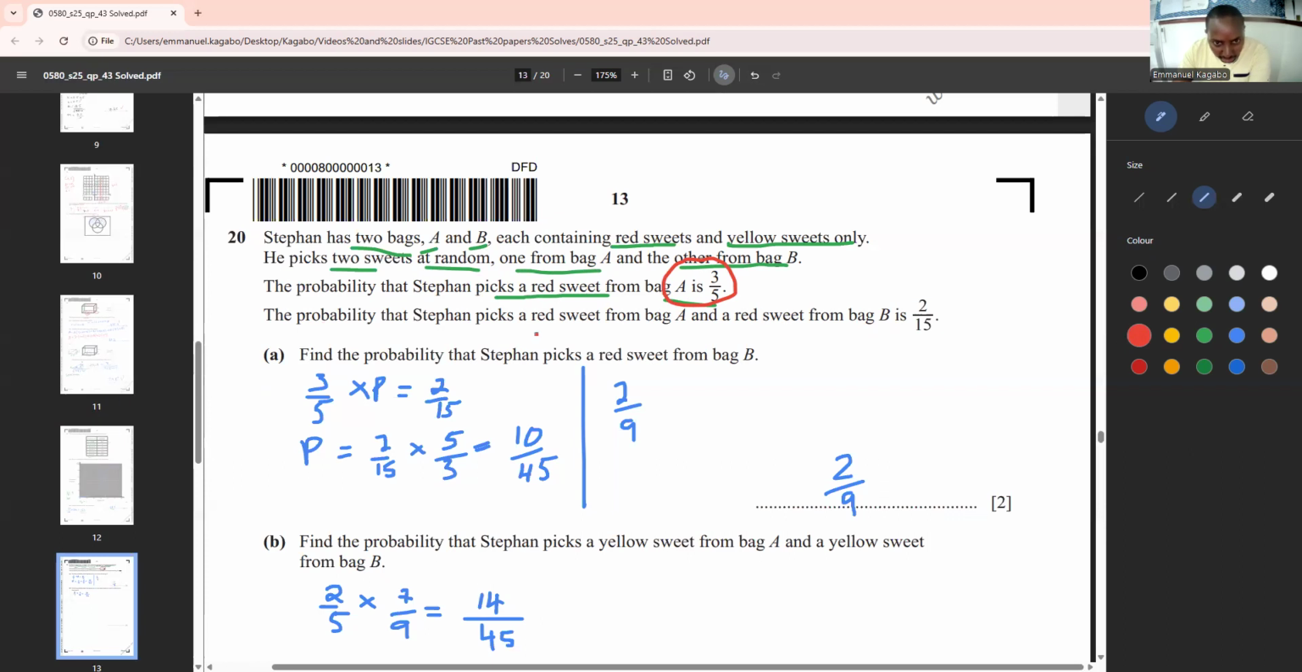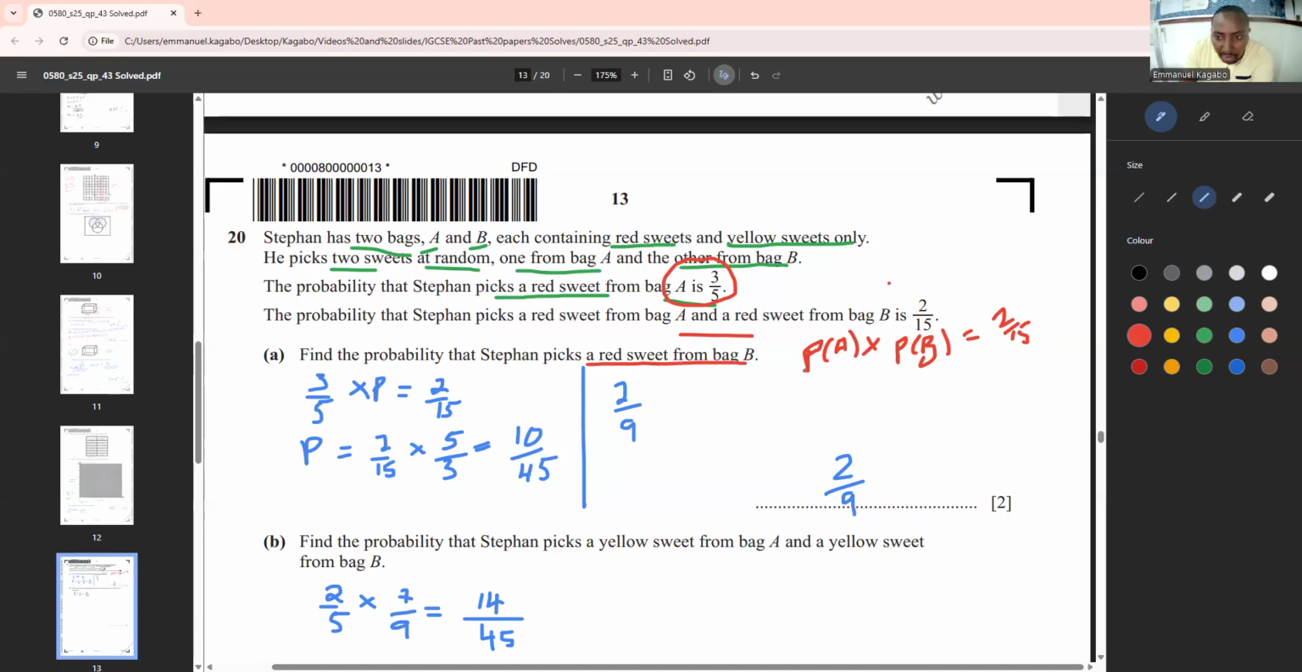The probability that Stefan picks a red sweet from bag A and bag B is that. And means multiplication. I mean probability of bag A, probability of picking a red sweet from that, times probability of picking it from that, equals, because they said and, 2 over 15, okay? Very good.